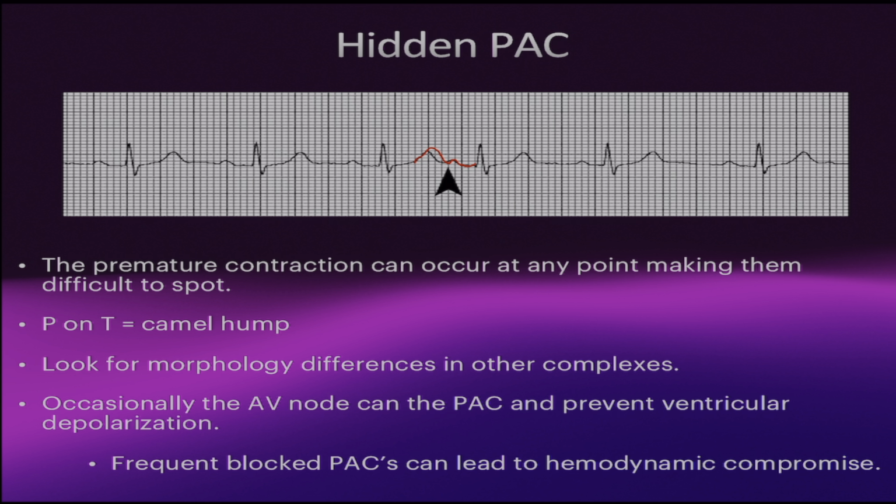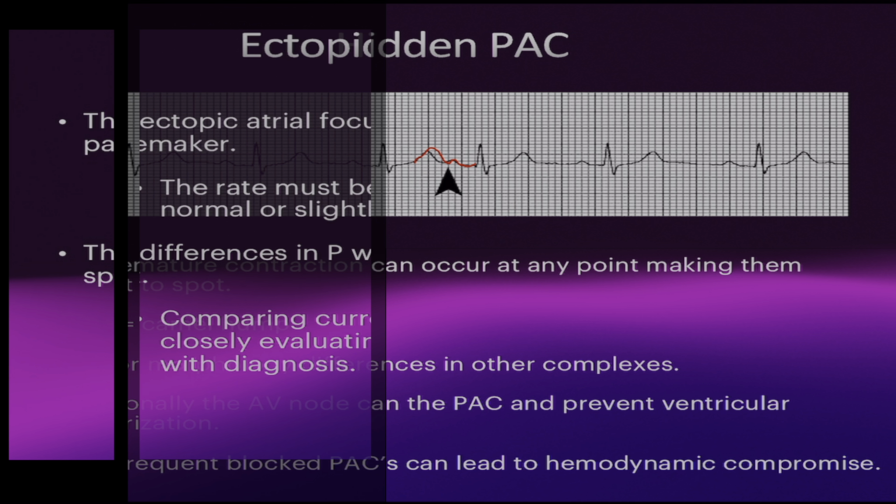Now, in some cases, the AV node can block the premature atrial contraction, so you may see just a P wave that doesn't belong with no preceding QRS complex. The problem with that is that if that occurs very often, that's going to decrease cardiac output and decrease blood flow leaving the heart, and that could result in a hemodynamic compromise for our patients.